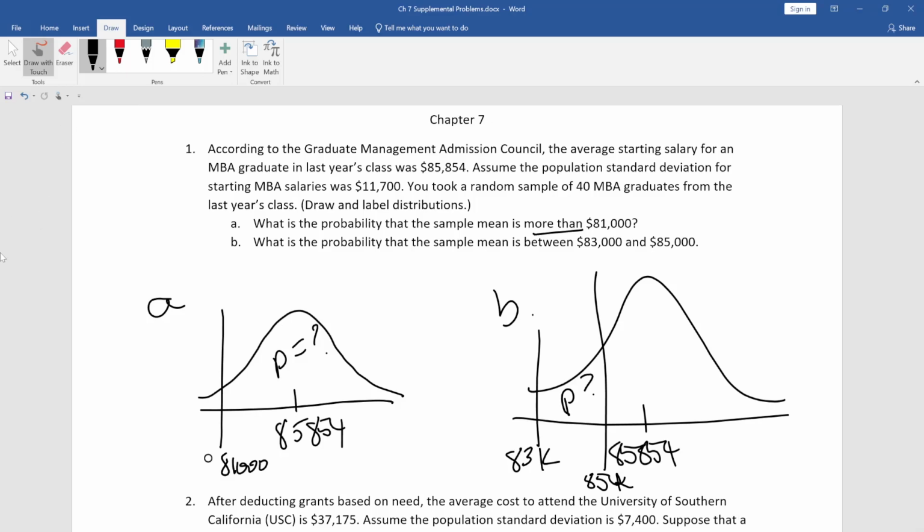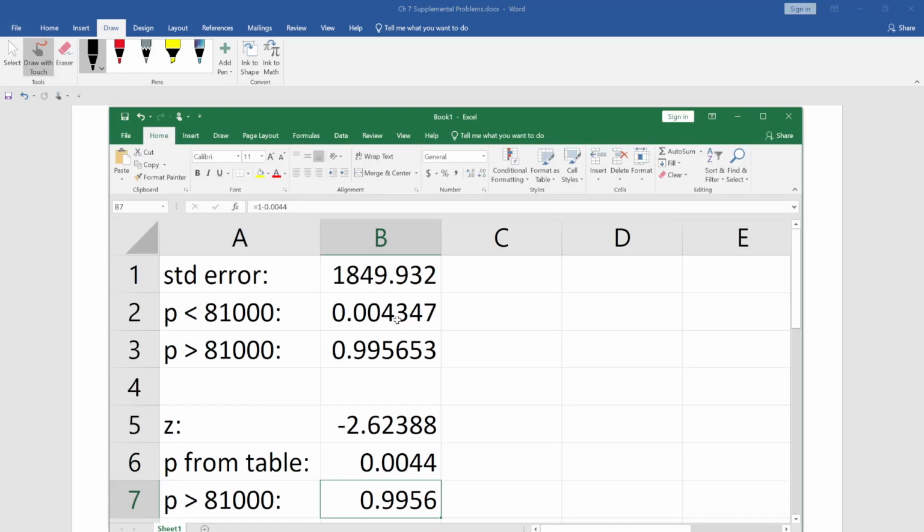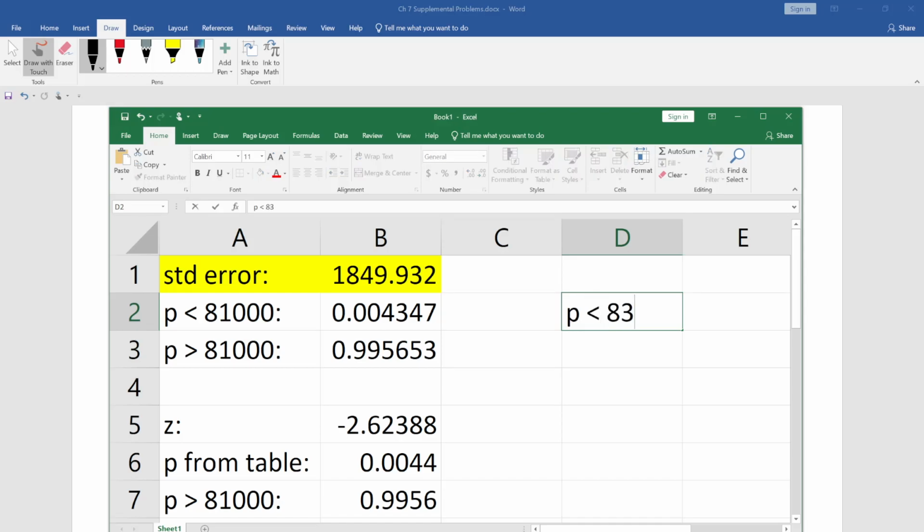So we're going to basically go through those same steps that we just went through for A, but we're going to do this twice. Once for 83,000 and once for 85,000. Our standard error is going to remain the same. So I'm just going to highlight this to remind us that's still our standard error. We are going to find the probability of less than 83,000, and we're going to find the probability of less than 85,000.